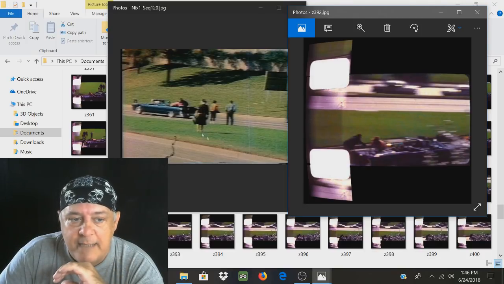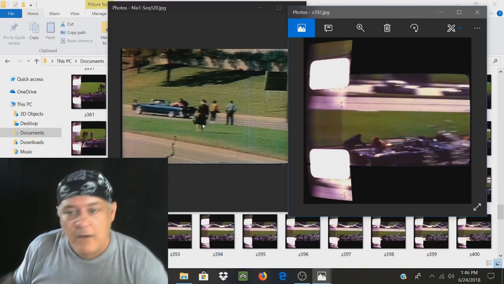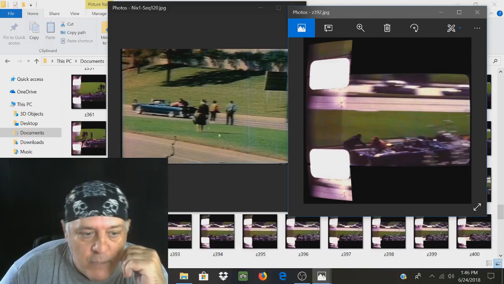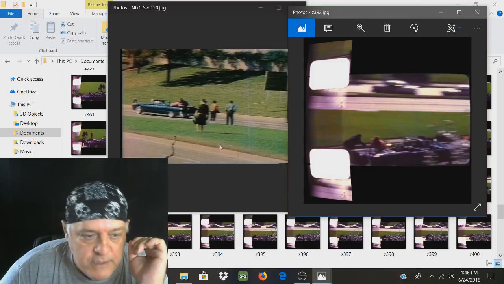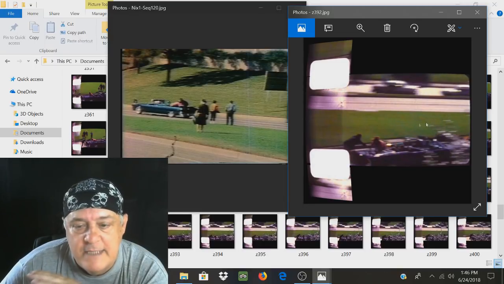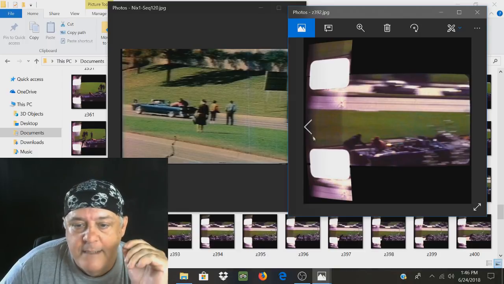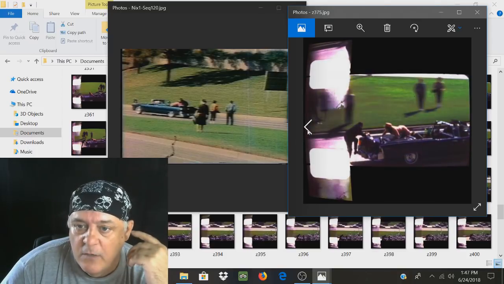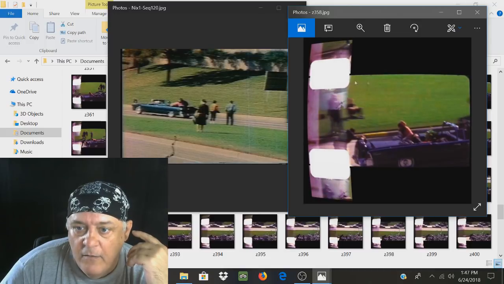Now, as you see, by the time this lady's coming into play, as we see in the Leroy Nix film, which he's filming a different thing, they're already past that section. And this is the reason why he didn't capture this lady right here, because she's coming down Main Street. Well, here's Main Street, here's Elm Street. She's coming down this way. So by the time she comes into frame in the Nix film, he's already past that section. So when we're looking at the Orville Nix and the Zapruder film, we have to take into consideration that this lady is coming in over here.